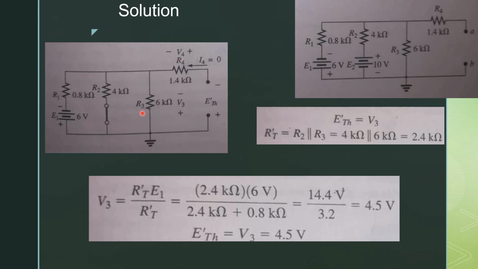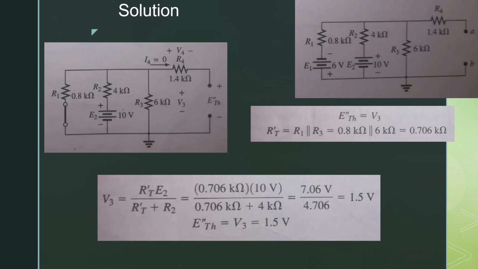So RT, the total resistance of this circuit, is equal to R2 parallel to R3. When we solve it, it becomes a series circuit, and when we apply the voltage divider rule at that point, we will get the value of V3, which is equal to E Thevenin prime. So V3 is equal to R prime T, which is 2.4 kilo ohm, into E1 divided by R prime T, which is equal to 2.4 kilo ohm. When we substitute the values, we get the value of E Thevenin prime, which is equal to 4.5 volts.